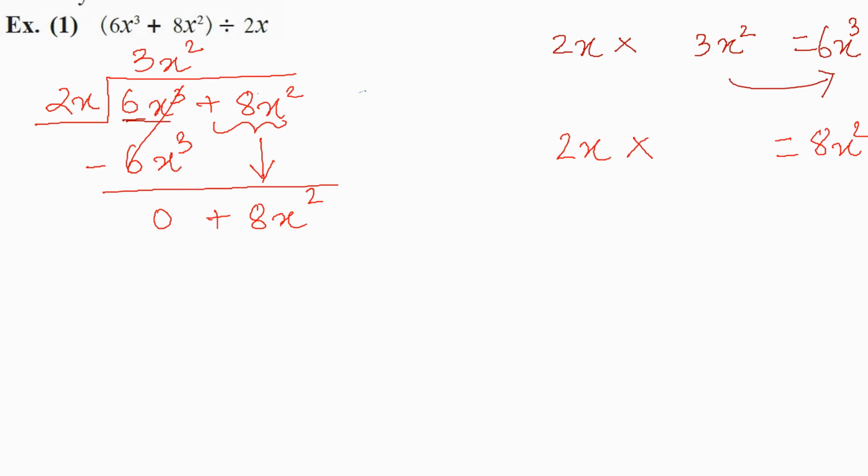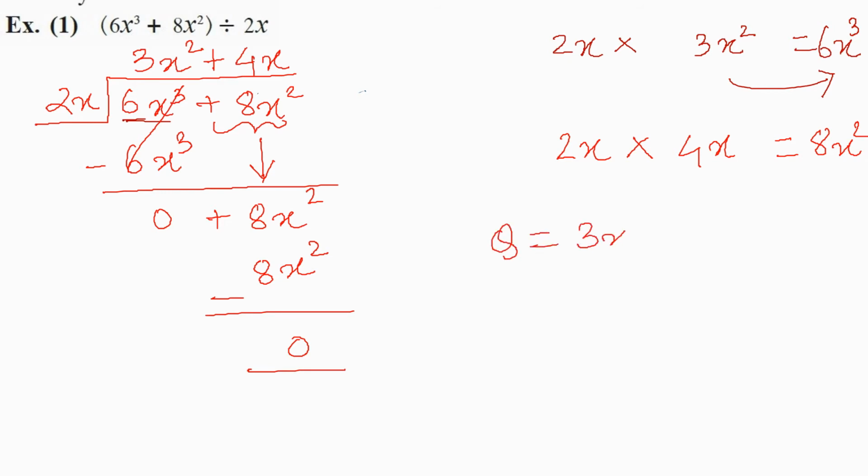So we note if we multiply 2x into 4x, I'll get 8x square. So we can put here a plus sign and multiply here with 4x. So we know 2x into 4x will give me 8x square. And then we can subtract it and our remainder would be 0. So from here we can conclude our quotient is 3x square plus 4x and our remainder is 0.